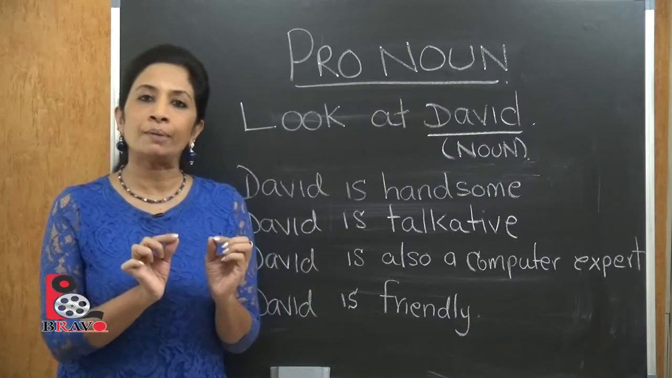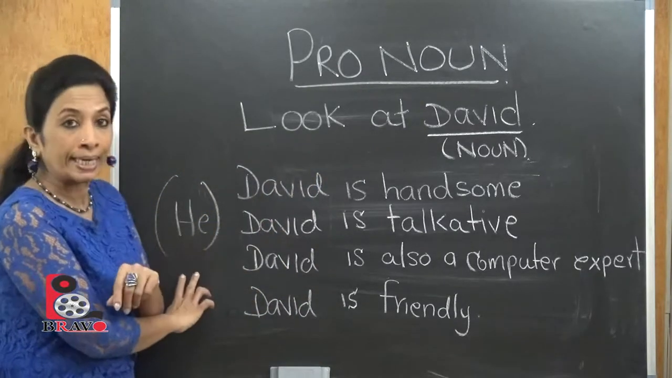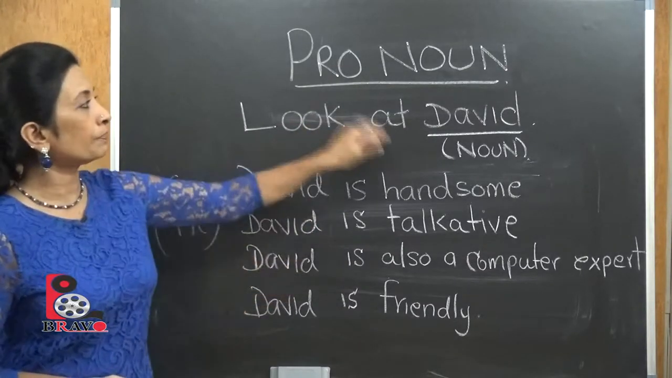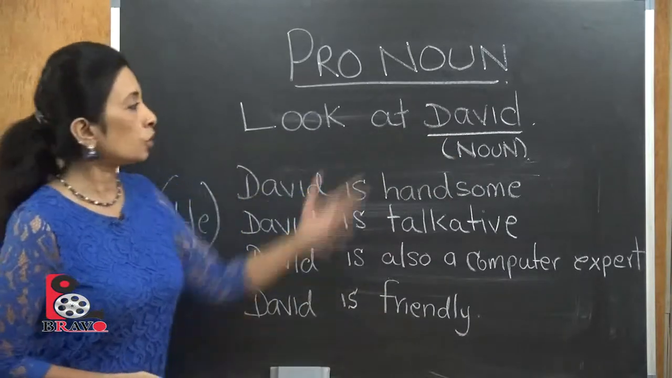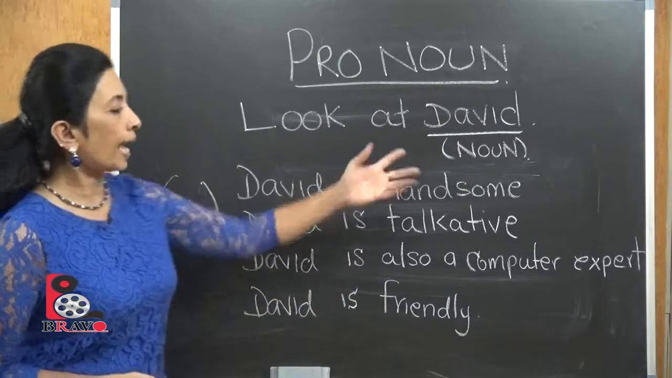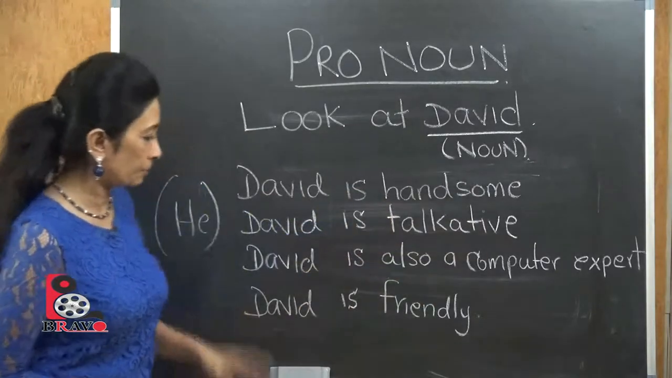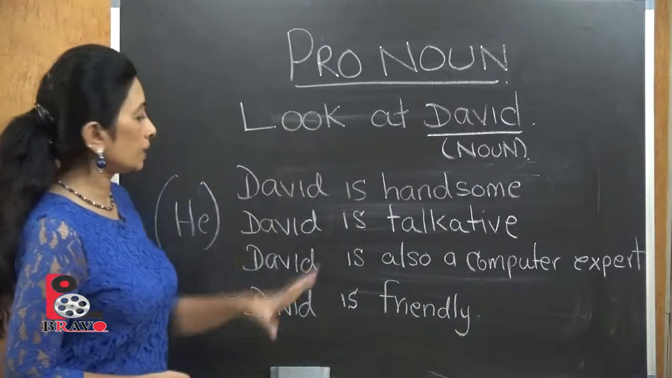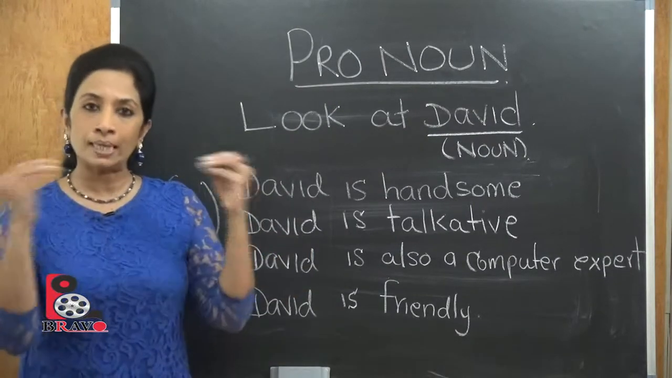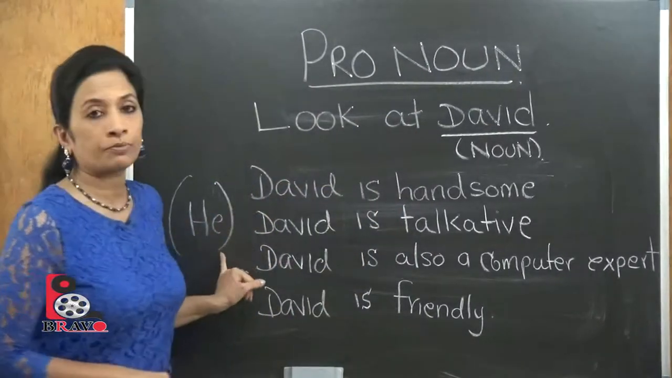So, you can simplify it by saying he, because he is male. He is the male version. If it is a female version, it will be she. So, he is used as the pronoun to simplify the sentence. You can say look at David, which is a noun. Then when you want to talk about David, you say he is handsome, he is talkative, he is also a computer expert, he is friendly. So, the noun is not repeated. The meaning is enforced with the pronoun added to it. This is one example of a pronoun, he.